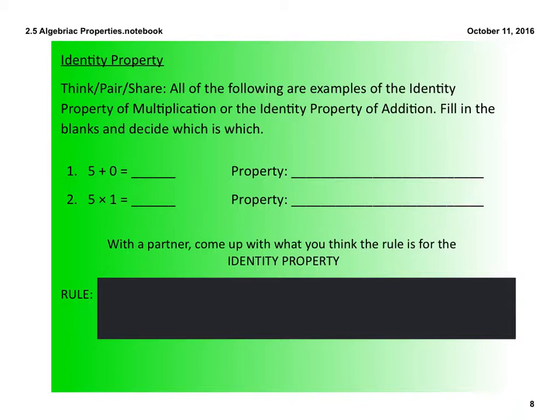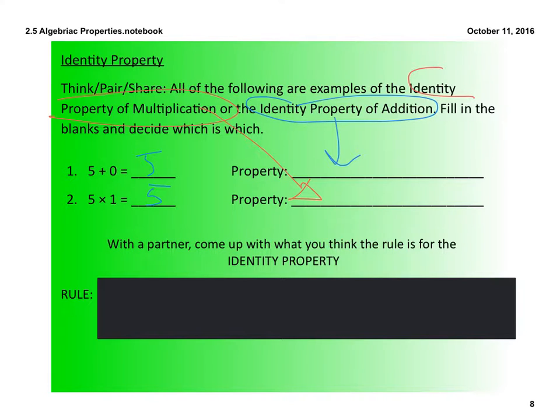So I want you to do a little bit of arithmetic here for me. I want you to think about what goes in these blanks here. 5 plus 0, I hope you all know that's 5, and 5 times 1, I hope you know that is also 5. And these 2 statements are examples of the identity property of multiplication and addition. The identity property of addition is this first one. The identity property of multiplication was the second one.